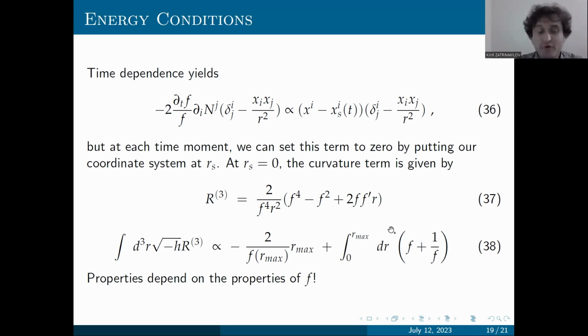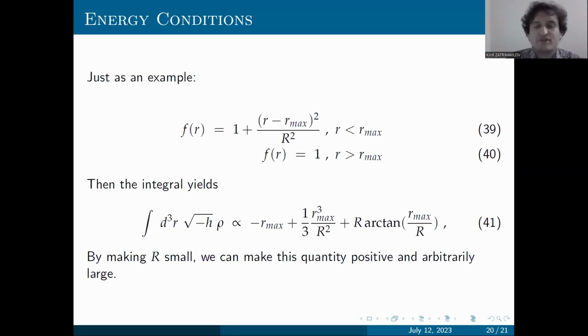So the properties of this expression depend on the particular function chosen. Far away from the warp drive, f should be equal to 1 to yield asymptotically Minkowski space-time. For example, if we take a function of this form, then the integral yields this, and if we make this a constant r, we can make it arbitrarily small, and thus we can make this contribution to the energy density integral positive and as large as we want.